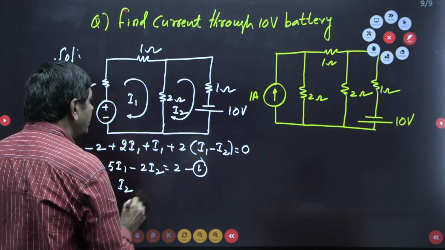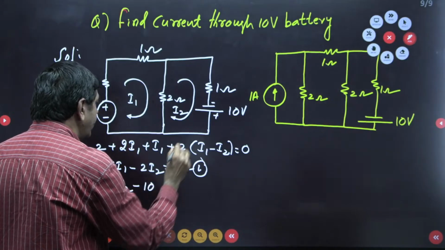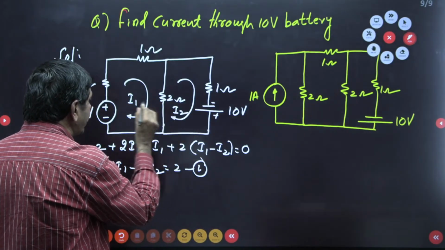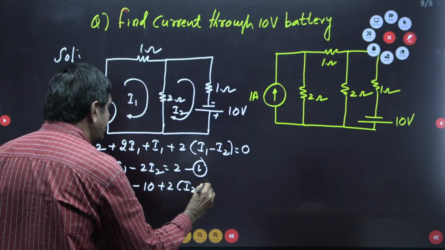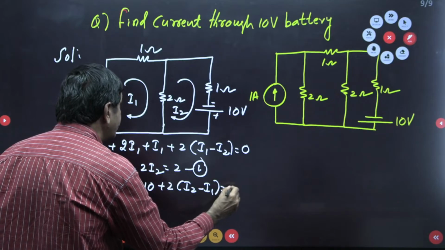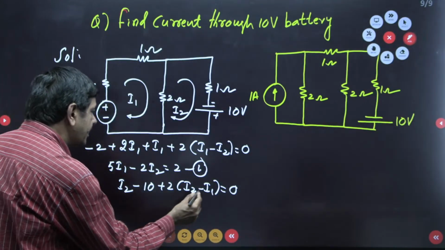1 into I2, I2 only. Minus 10 I can take. When I go this side, 2 into I2 minus I1 I can put. 2 into I2 minus I1, that equal to 0 is possible. So when you simplify this, you will get the equation in this way.